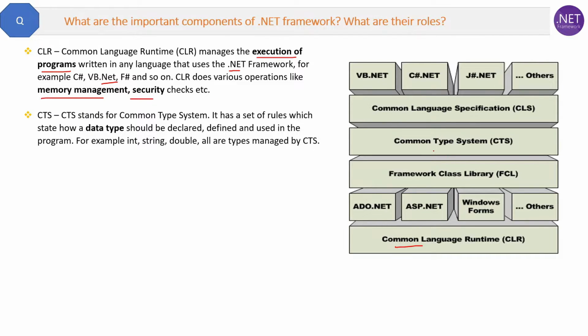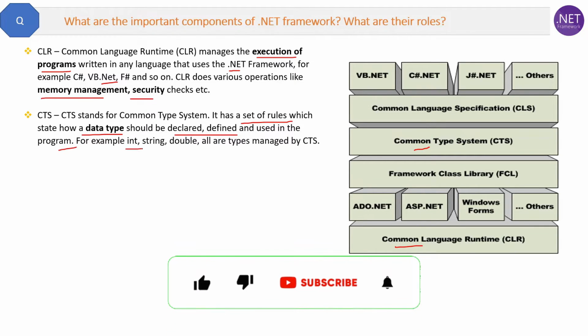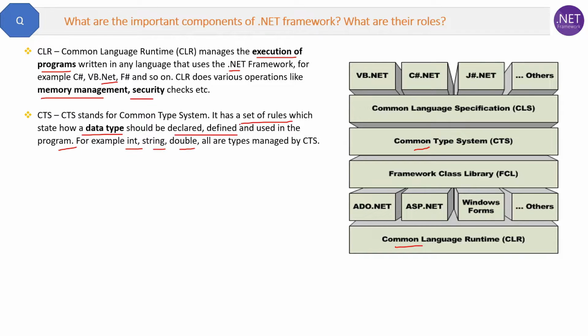Second one is CTS, which stands for Common Type System. It is the set of rules which state how a data type should be declared, defined, and used in the program. So we know that we have data types in our C# like integer, string, double, and many other data types. So there will be a set of rules which manage how this data type should be declared, defined, and used in the programs. So that thing is managed by the CTS, which is Common Type System.